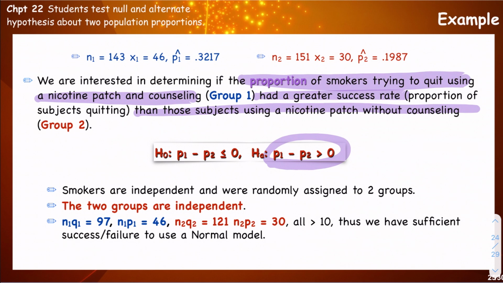Now, let's quickly check our assumptions and conditions. Smokers are independent, and we're randomly assigned to two groups. The two groups are independent. That's our new condition we have to check. And then n1q1 is 97, n1p1 is 46, n2q2 is 121, and then 30. All of those are greater than 10. Thus, we have a sufficient success-failure to use a normal model.